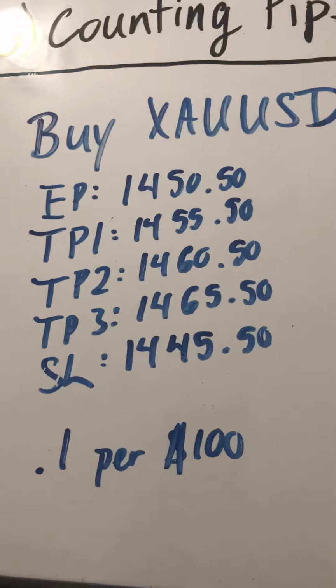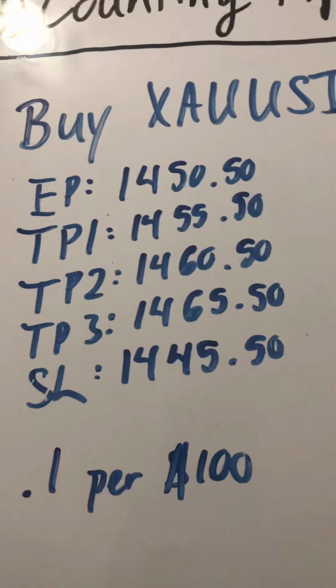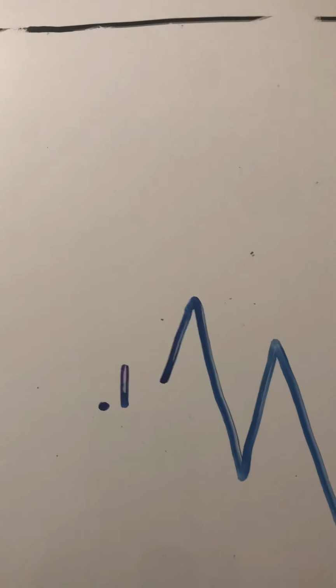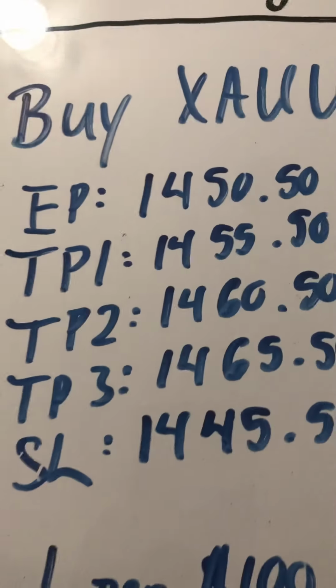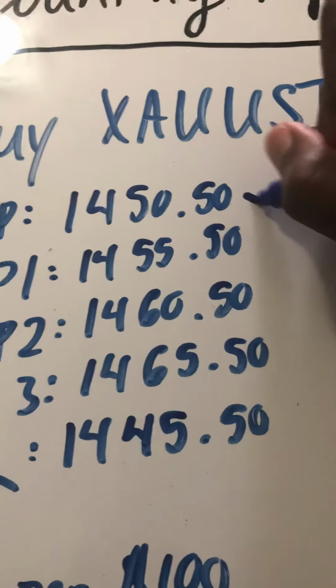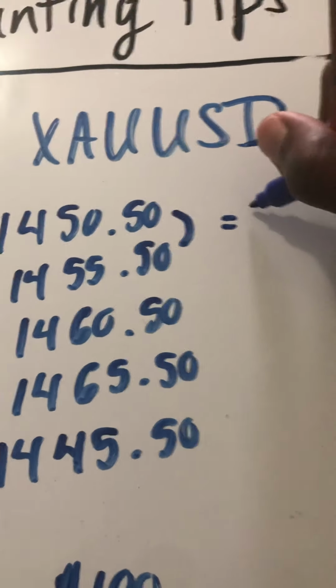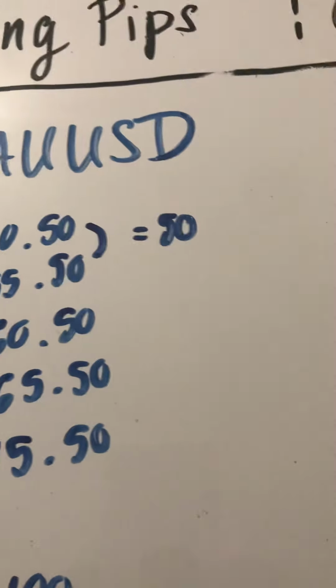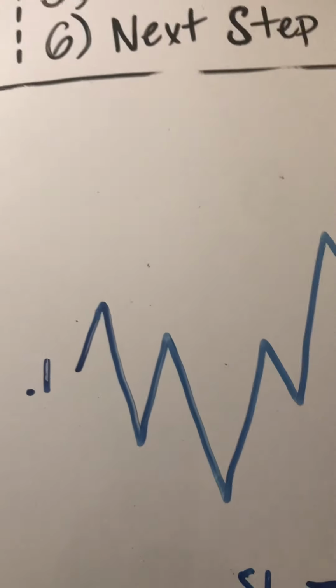Same EP, same TPs, same lot size, and same account size. So it's going to be a 0.1 that you're risking to get to whatever TP you want. And let's say we're only going for TP1. If you risk 0.1 to get to TP1, which is 50 pips away, then you're gaining $50.